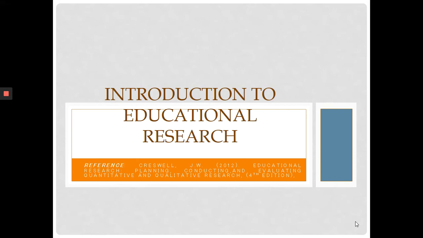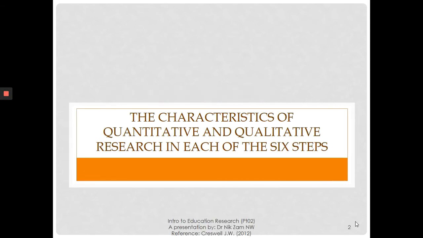Okay, this is part 2 of the introduction to educational research. Now we're going to look at the characteristics of quantitative and qualitative research in each of the 6 steps. If you still remember in part 1, we identified that we have 6 steps in doing research. So now we're going to see the characteristics specifically related to quantitative and also qualitative research.